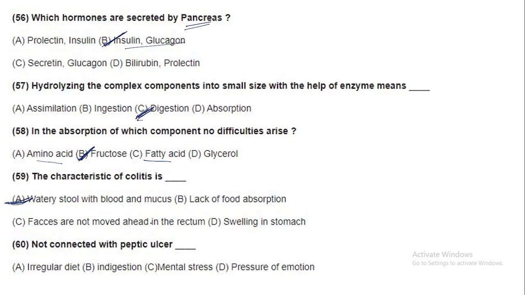Not connected with peptic ulcer is... irregular diet. Irregular diet leads to ulcer. Indigestion leads to ulcer.